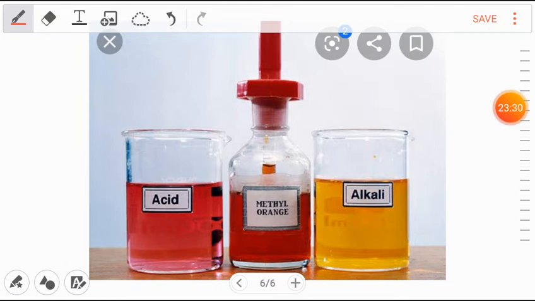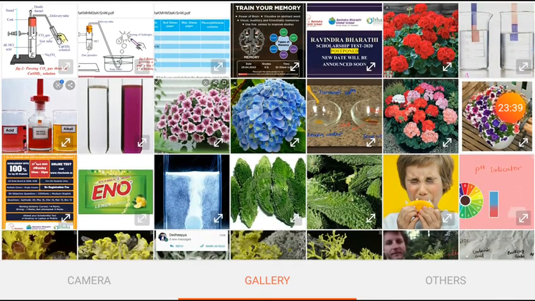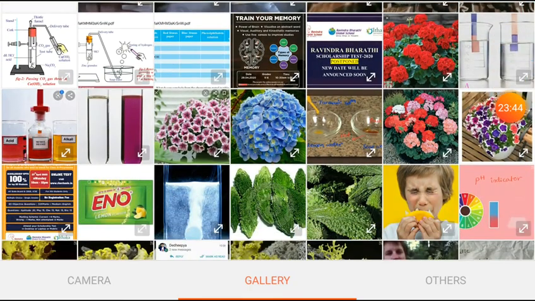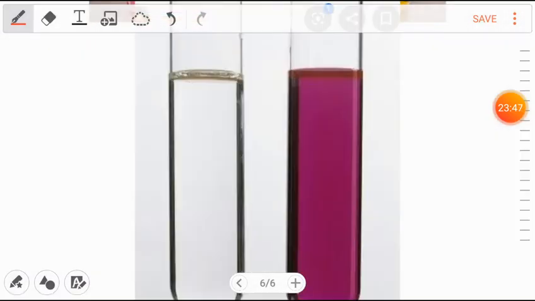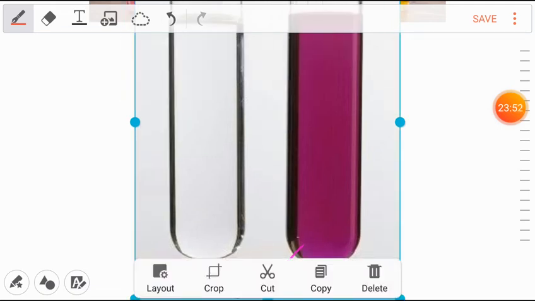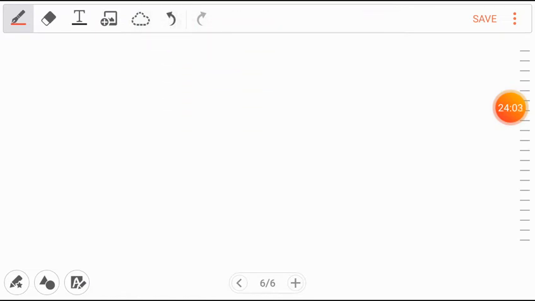Next we'll see phenolphthalein indicator. Yes, this is the image. What color is showing? See. Acidic medium colorless, basic medium pink. Pink is shining. So this is one example for phenolphthalein indicators.